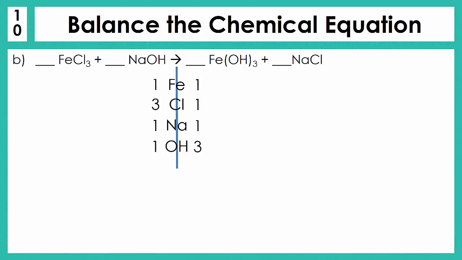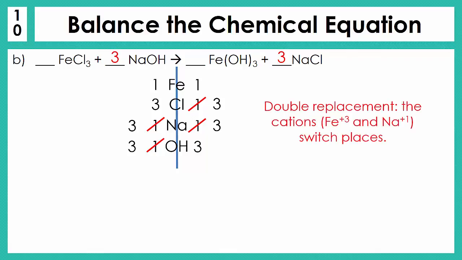So we can start with the chlorine. So I'm going to put a 3 in front of NaCl. So that gives me 3 chlorines, but it also gives me 3 sodiums. So now I can go to the opposite side, and if I put a 3 in front of sodium hydroxide, that's going to fix up my balancing. So I have 3 sodiums on each side and 3 hydroxides on each side. So now my equation is balanced. This is a double replacement reaction because the cations, the iron and the sodium, switch places.